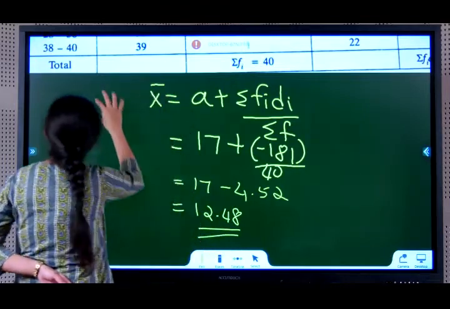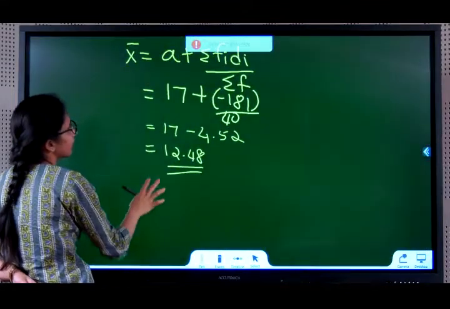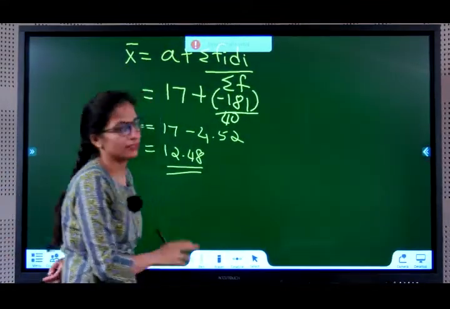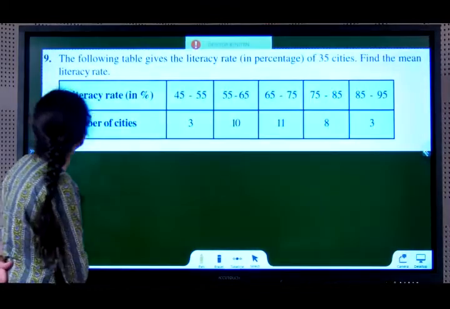Does it have a unit? What is the unit of the class here? Number of days. So that means approximately 12.48 days were the number of days a student used to miss class. That's the mean.